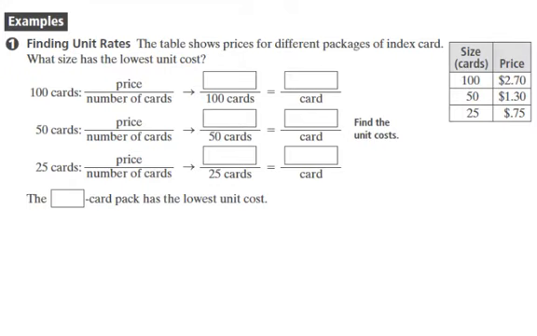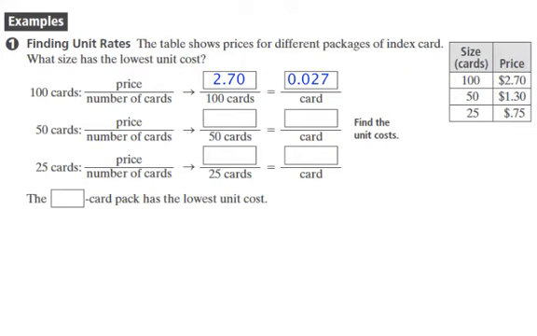We're going to take the price over the number of cards. So we'll take $2.70 over 100 cards. $2.70 divided by 100 is 0.027 per card. So just almost 3 cents a card.